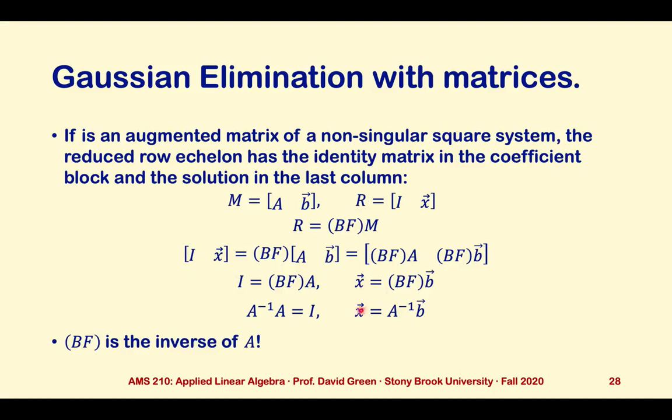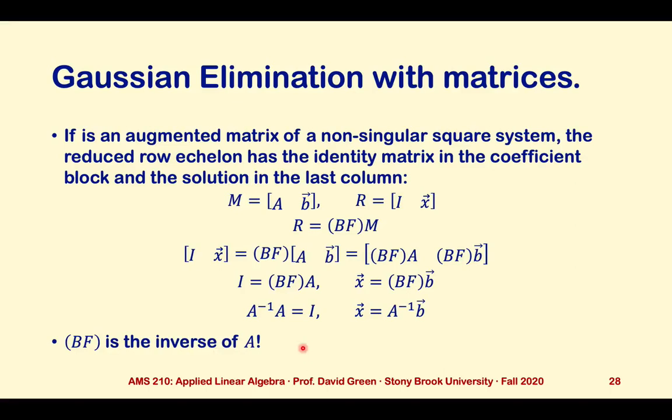The solution to a non-singular system: X equals A inverse times B. X equals BF times B. This product, BF, is the inverse of A.